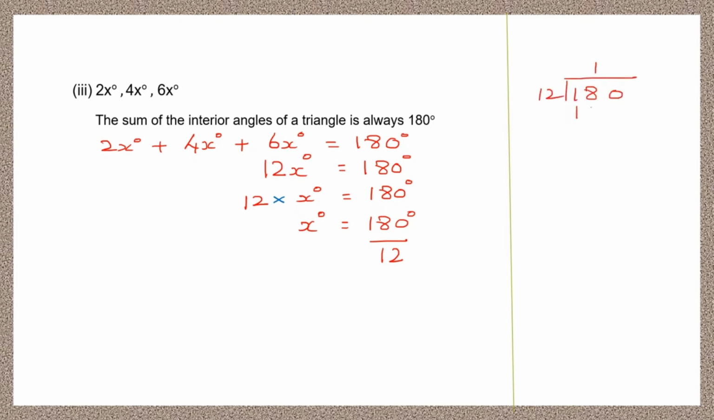12 ones are 12, minus, 8 minus 2 is 6, 60. 12 fives are 60. So I've got my answer, 15 degrees. So what is the value of x? X is equal to 15 degrees.